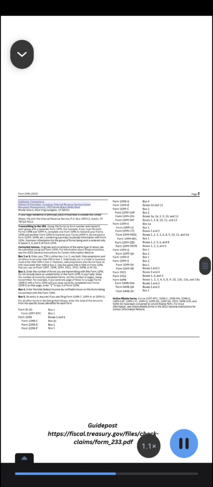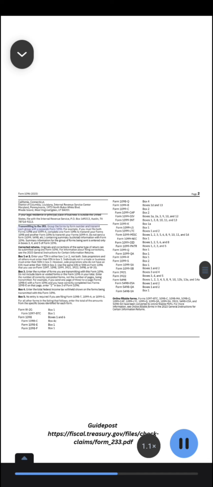Form 1096, 2023. California, Connecticut, District of Columbia, Louisiana, Maryland, Pennsylvania, Rhode Island, West Virginia: Internal Revenue Service Center, 1973 North Rulon White Boulevard, Ogden, UT 84201. If your legal residence or principal place of business is outside the United States, file with the Internal Revenue Service, P.O. Box 149213, Austin, TX 78714-9213.